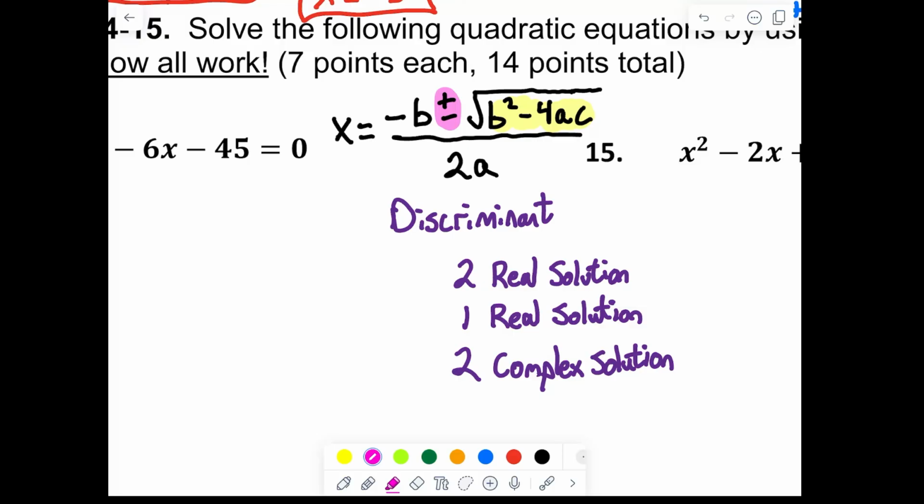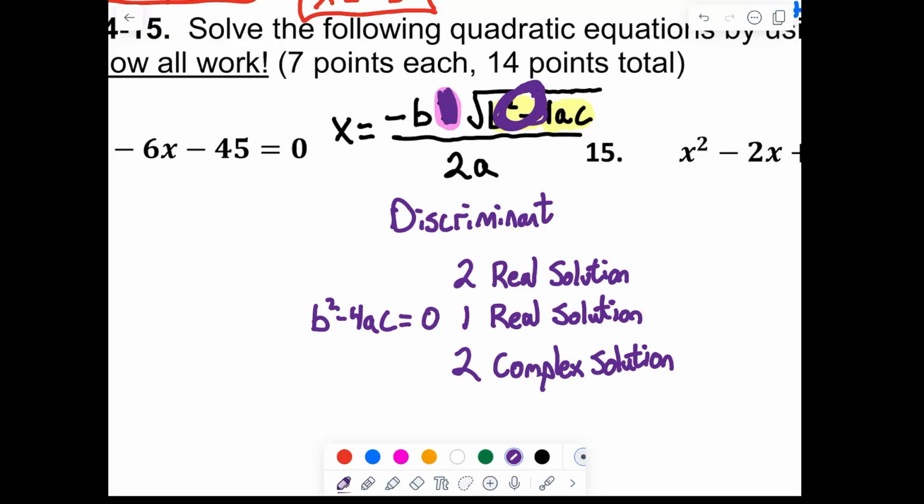I think I got an extra n in there, don't I? Discriminant, yeah, extra n in there. But if you look at that square root there, there's plus or minus, right? That gives me two different possibilities. I have this number, negative b, and I'm either adding the square root of that number, or I'm subtracting the square root of that number.